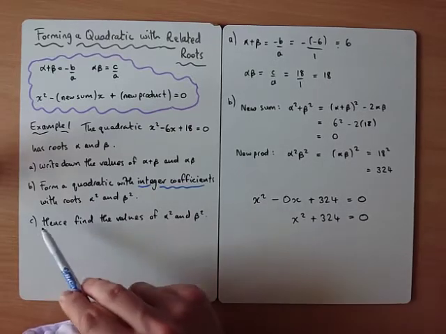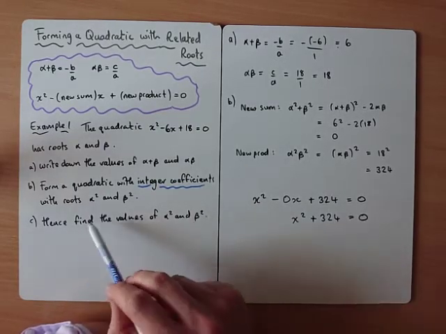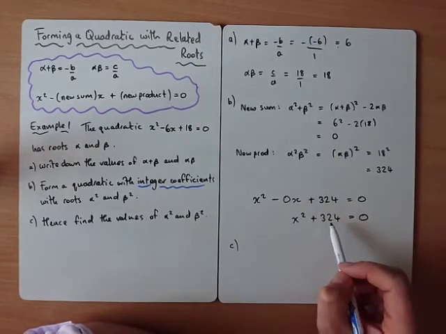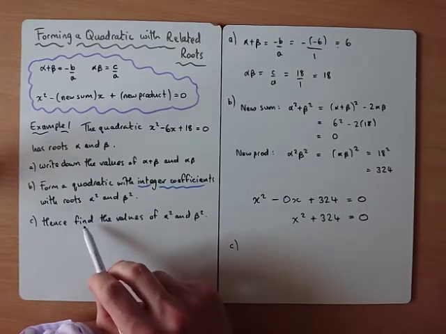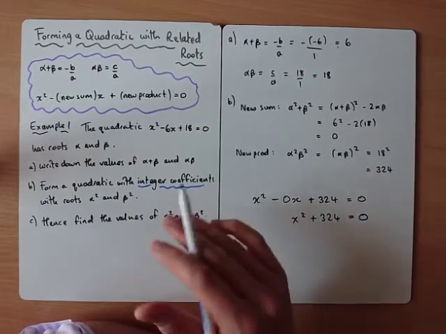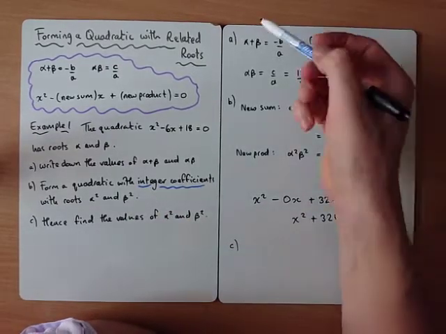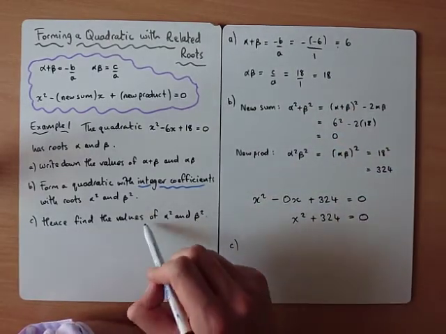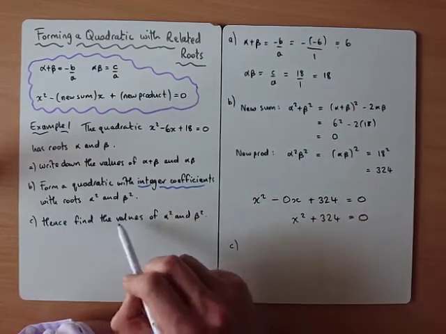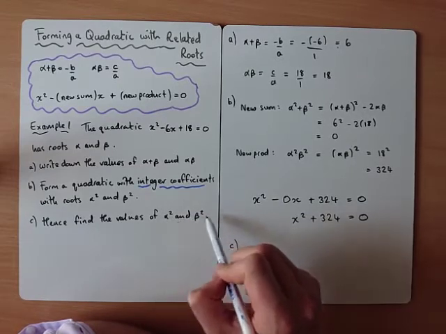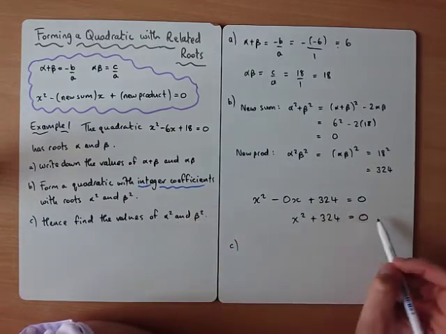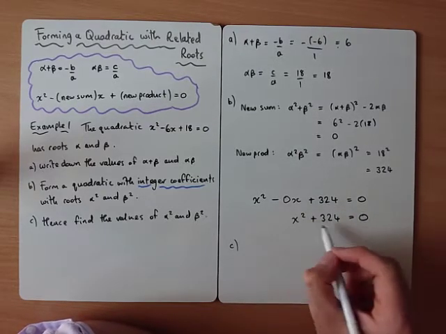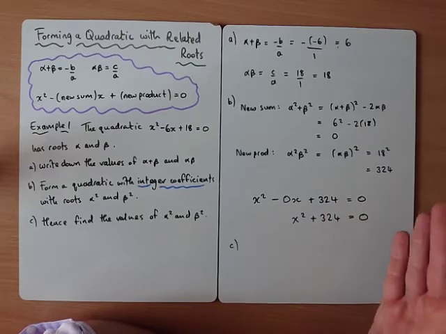Okay. It says hence find the values of alpha squared and beta squared. So hence we would clearly want to use our previous answer. Now at this point we actually do, up until this point in the question we didn't care about what the roots were, we cared about what the sum was, what the product was, what the new sum, what the new product, but now we want to find the roots, and we want to find the values of alpha squared and beta squared. Now if you think about it, alpha squared and beta squared are the roots of this new quadratic. So if you want the roots of the quadratic, this is the point where you solve the quadratic.